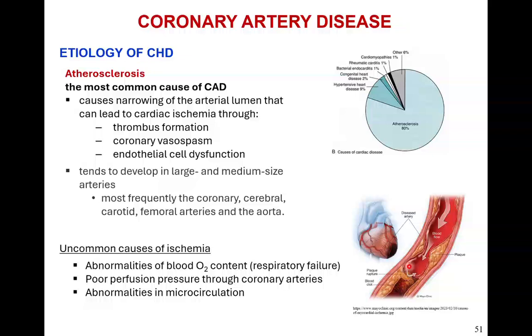So the cause of coronary artery disease: the most common cause is atherosclerosis. I've put this pie chart here, and we're looking at causes of cardiac disease. All I want you to take away from this is that we're going to come back to congenital heart disease, and we're going to talk about cardiomyopathies. I've talked about hypertension, but we're not going to talk about it in the context of the heart in any more detail. But look at how much of this pie chart is taken up by atherosclerosis.